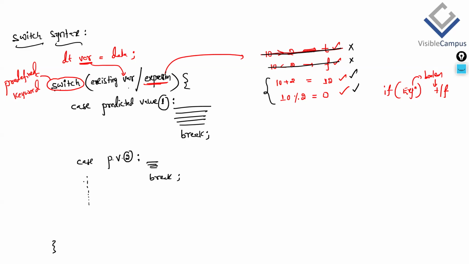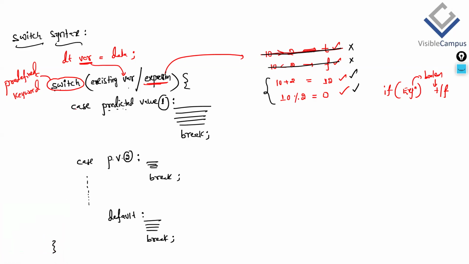Like this, any number of case labels are allowed, no restriction. The next, at the end, we'll be having one more label called the default case label. For cases, we'll be having a predicted value. For default, we will not have a predicted value. Just default, then colon, then some Java code, then followed by a break statement. This is the syntax of switch case in Java. And those who know JavaScript, it's exactly the same thing.